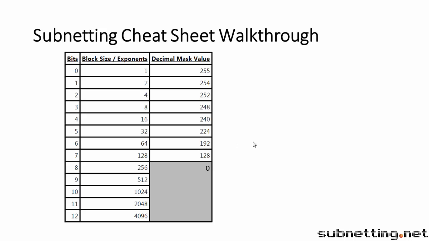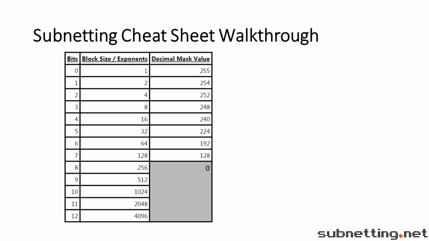Notice that the middle column is the powers of 2. 2 to the 0 is 1. 2 to the 2 is 4. 2 to the 4 is 16. 2 to the 10 is 1024. This column is also the subnet size when you know the number of host bits. If we have 10 host bits, our subnet size is 1024. Don't worry about block size just yet. We'll get to that in a moment.